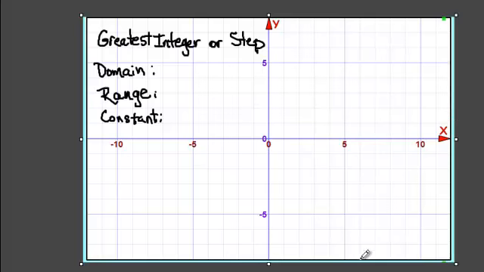Alright, I'm going to draw the greatest integer function or step function here so you'll understand exactly what it is. The best way I like to describe the greatest integer function is with, say, your birthday. When you are born, you are 0 years old. And you stay 0 years old until the day you turn 1. The day you turn 1, you are then 1.